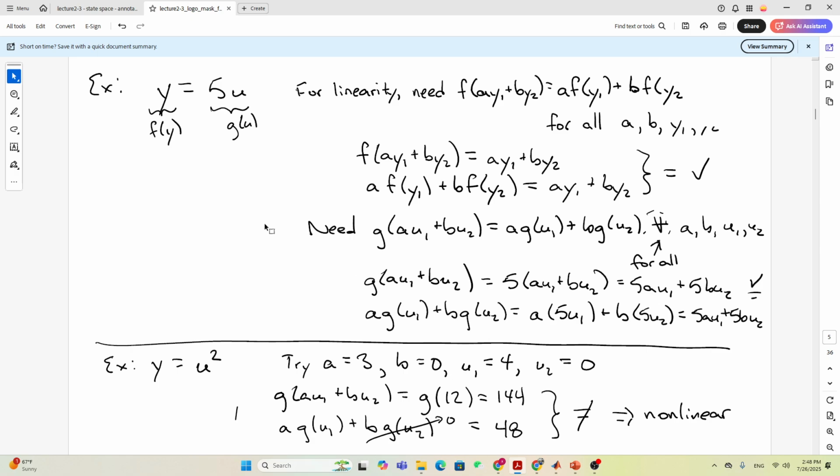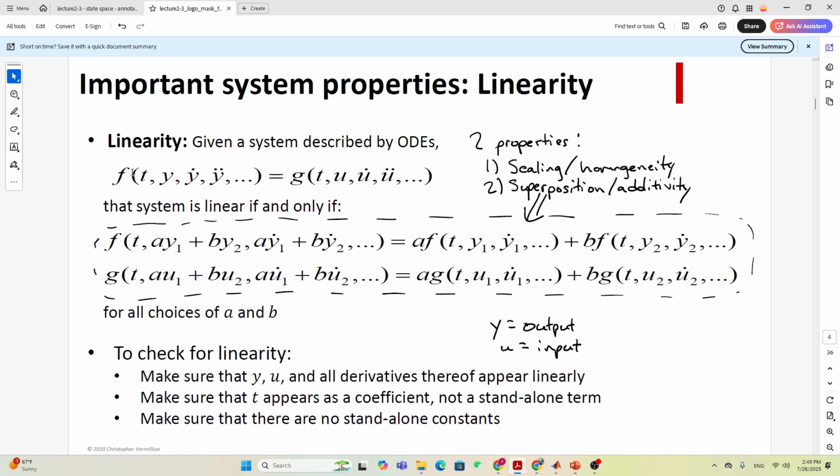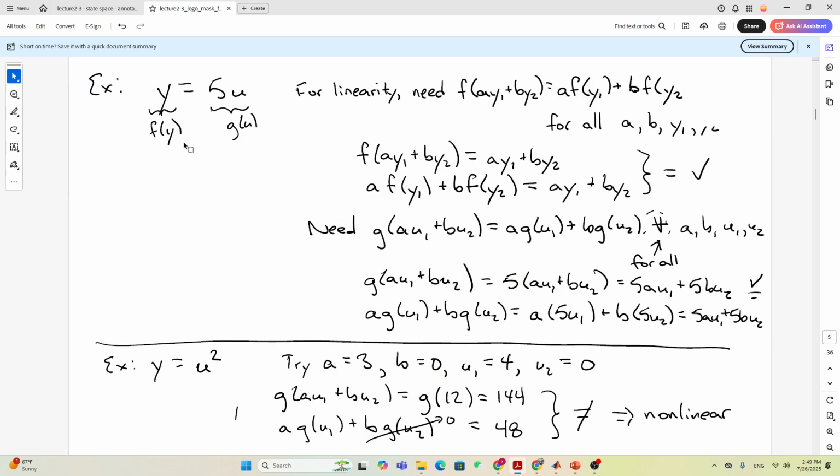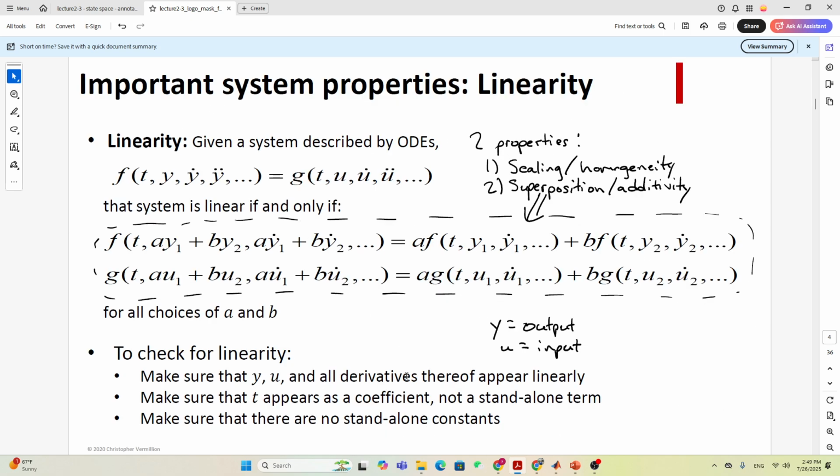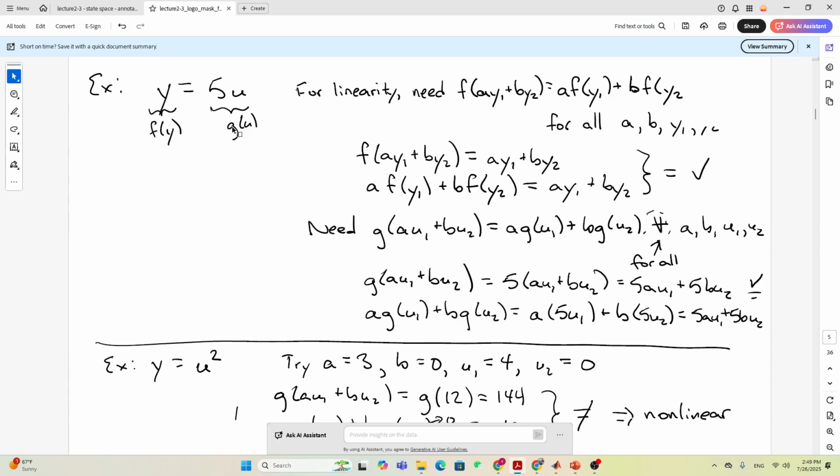So we are going to use a couple of examples here. Let's consider the function f of y. If you go back to the previous slide, your function f of y equals y, and your function g of u equals 5u. Simply using this standard to determine, we see that it meets the linearity property. So this should be a linear system.